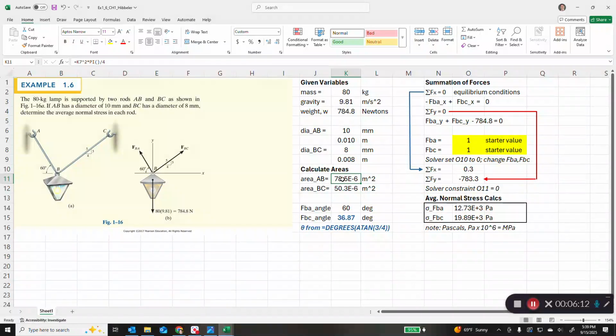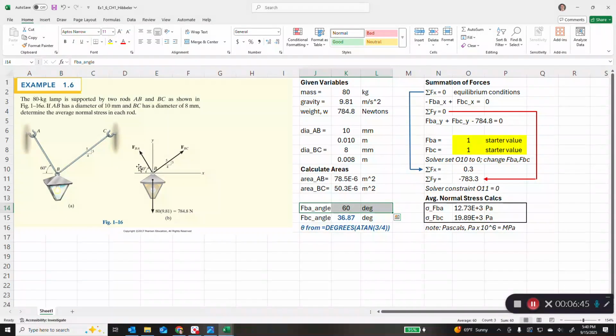We need that in order to get the normal stress. So that's just simply going to be pi d squared over 4, and we use the meter diameter cell to do that. So pi, and the open and close parentheses, times the diameter in meters, that cell, and that's squared, and then the whole product is divided by 4. Same thing for area of BC. So we have our areas in square meters. We do that for consistency with units.